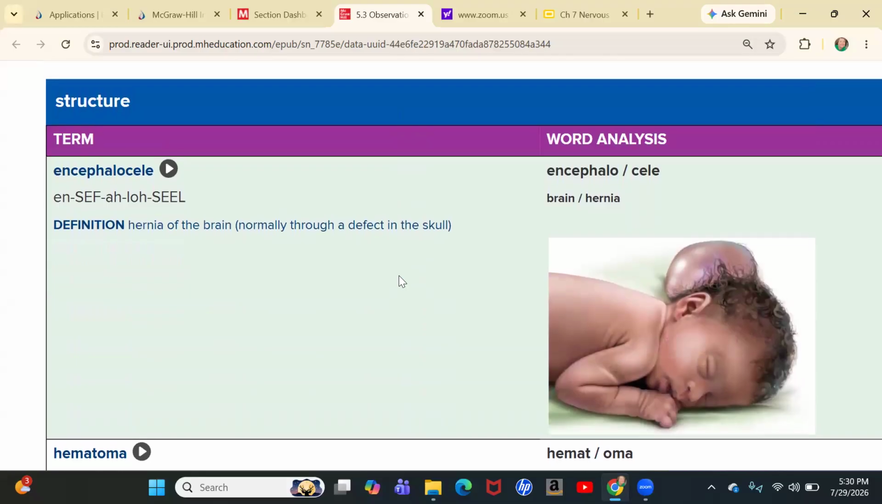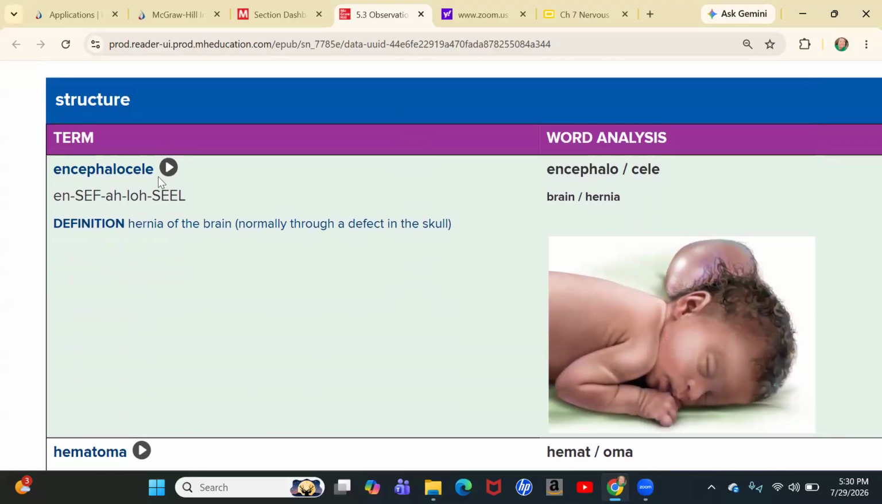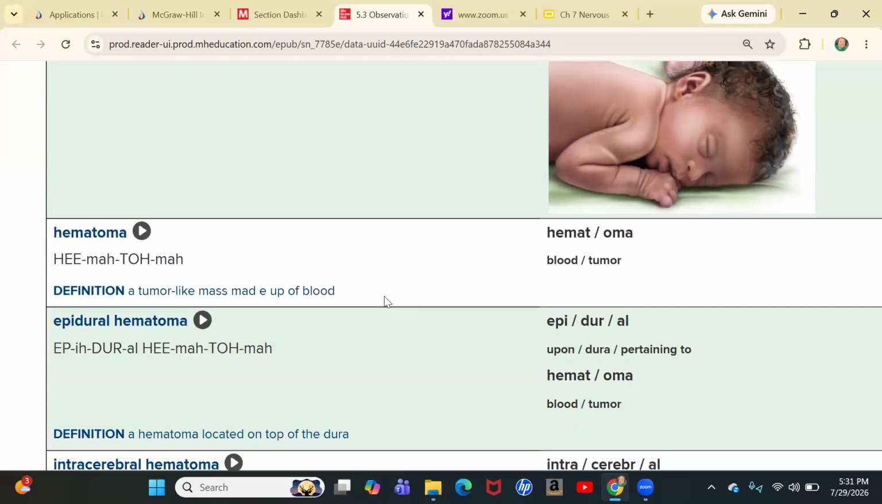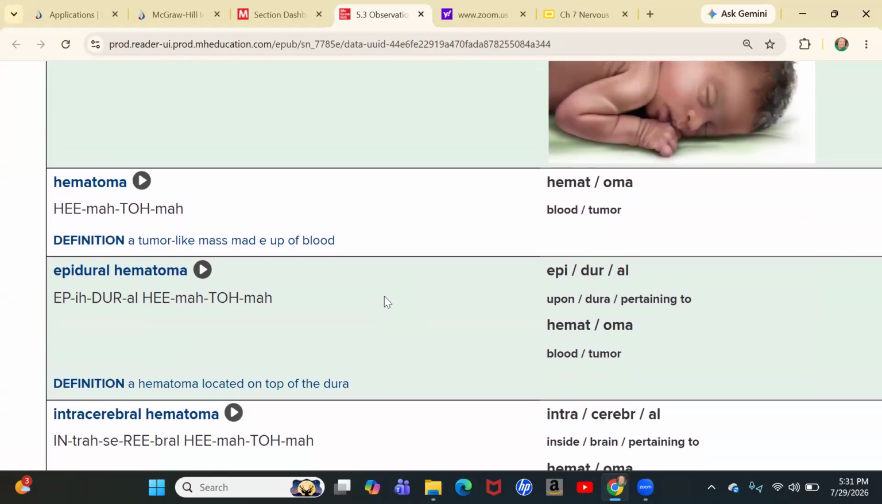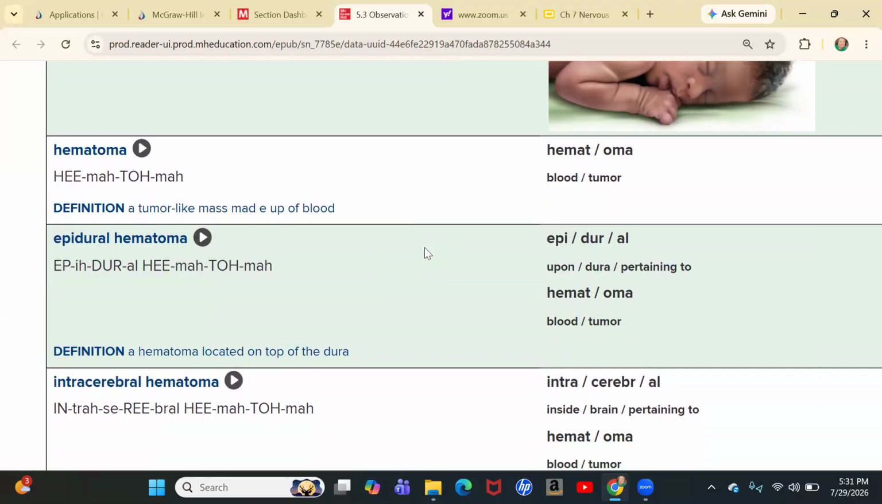Things that can go wrong with the structure of the brain. Here you have an encephalocele. Okay, encephalo meaning brain, cele here meaning fluid-filled sac or hernia. So a herniation meaning an area that is protruded out of its normal location. And in this case, this is a hernia of one of the meningeal layers of the brain in an infant. Hematoma, okay, a blood tumor or a swelling of the blood, a tumor-like mass. Think of a blood blister.